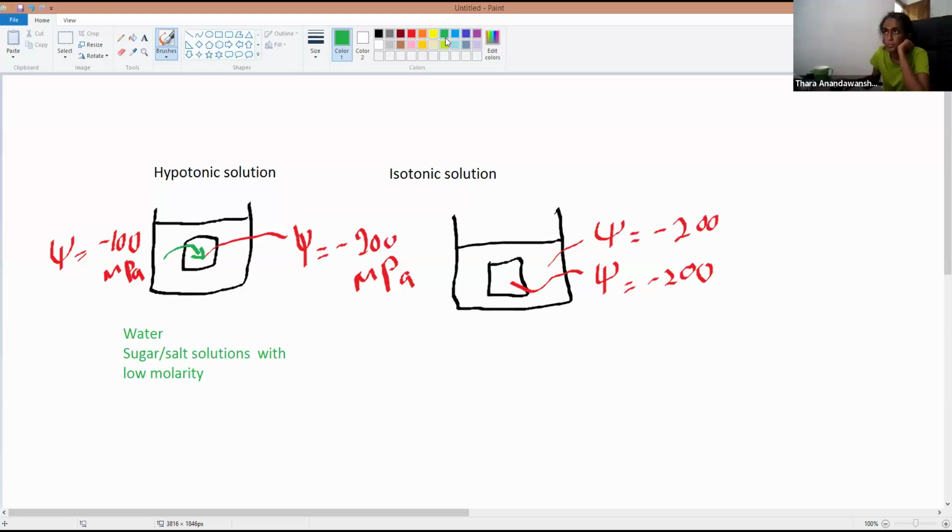Can't imagine what happened. The amount going in is the amount coming out. That means, what? No net movement of water.